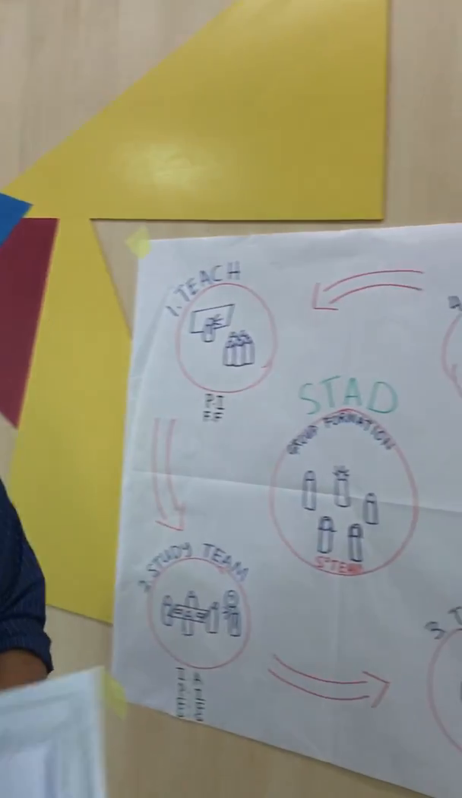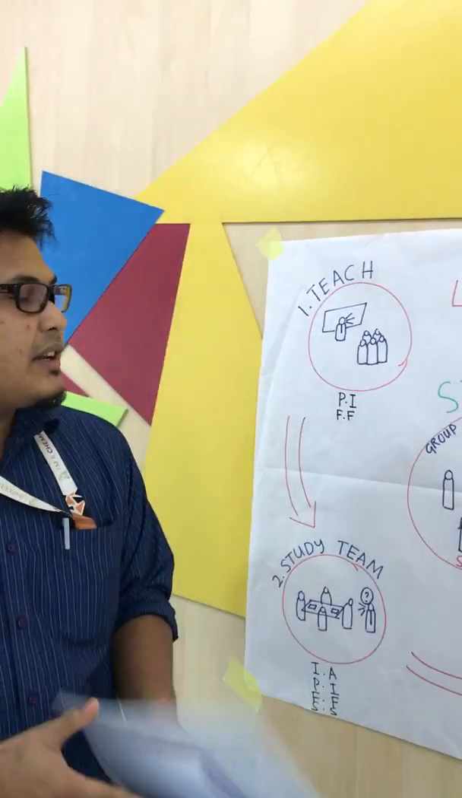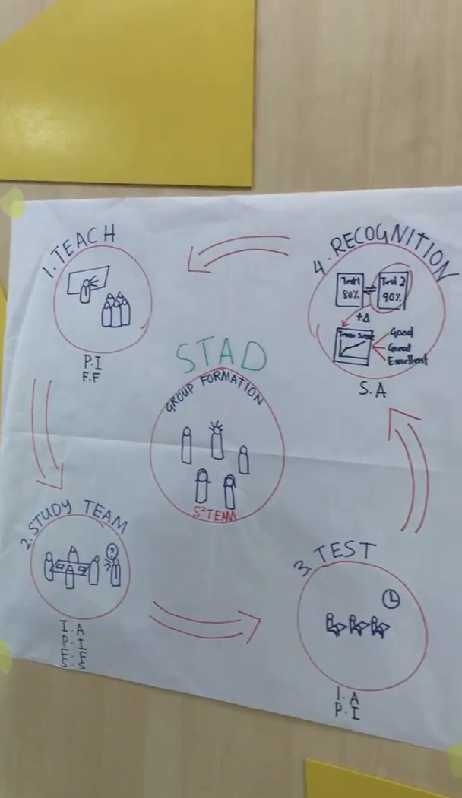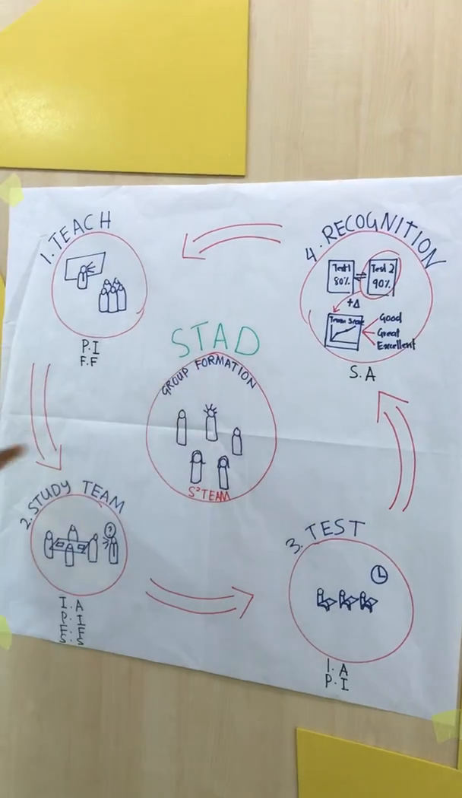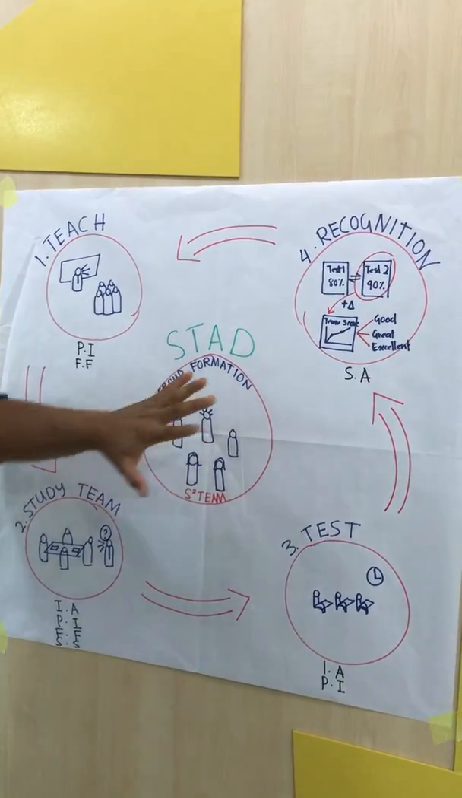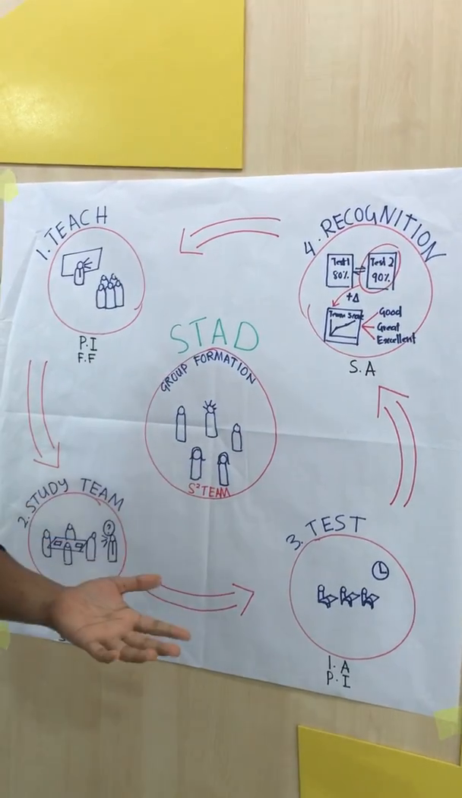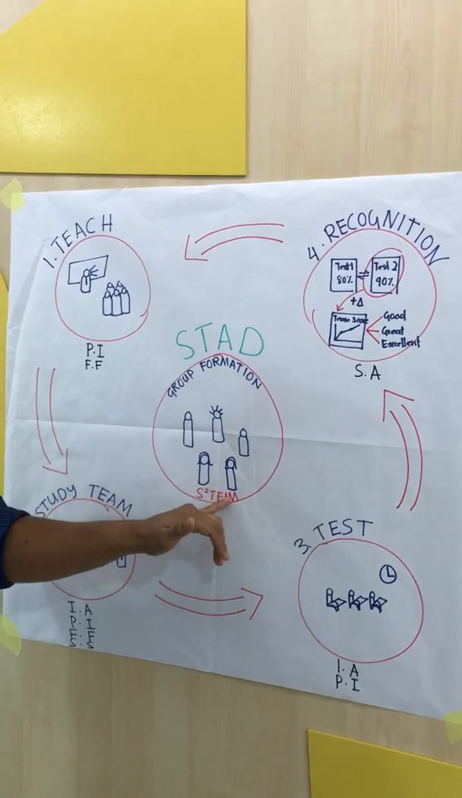So we are given the task to explain STAD, which is Student Team Achievement Division. It is majorly made up of four consecutive steps. First, we have to form groups. And this method is applicable for different disciplines: social science, technical, engineering, arts, and also mathematics.